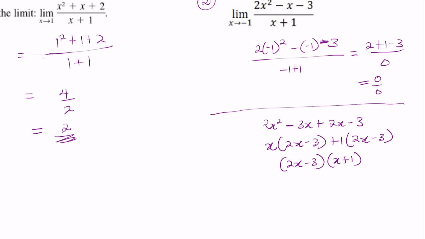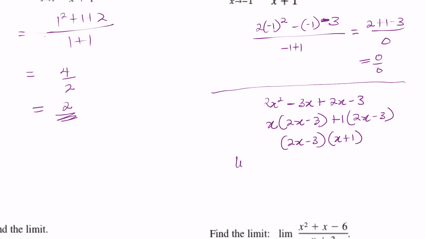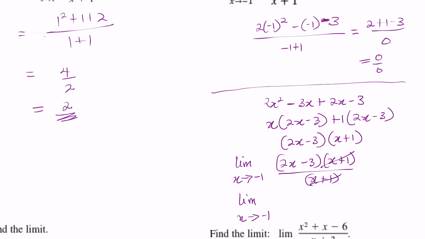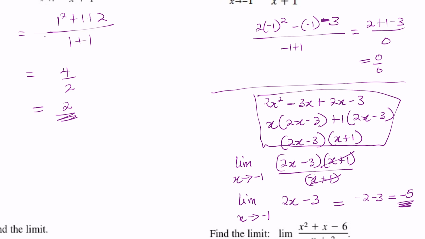Now that we have this as the factorization of our numerator, we'll rewrite our limit as the limit as x approaches negative 1 of 2x minus 3 times x plus 1 divided by x plus 1. This clearly cancels out, and now we can apply direct substitution to our limit 2x minus 3, which gives us negative 2 minus 3, which equals -5. So you need to know how to do your factorization beforehand.